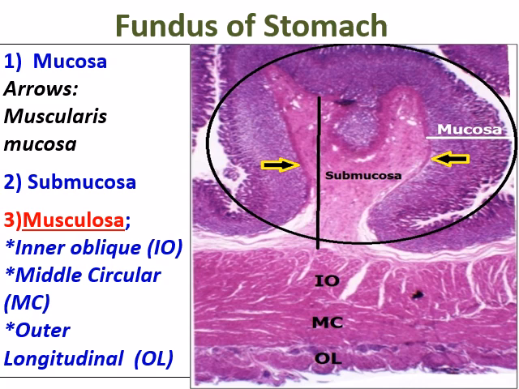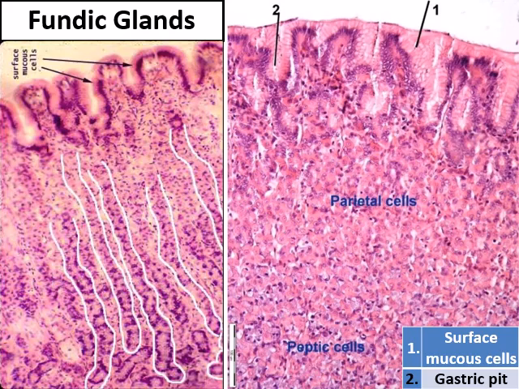The fundus first. It's formed of mucosa, submucosa, muscle layer, and the serosa. Okay, what is this? The fundus is highly folded. And what are these crowded structures? It is the fundic gland. I'm going to discuss it in detail now. This is the submucosa and the muscle layer, smooth muscle, but there is an extra layer: inner oblique, middle circular, and outer longitudinal.